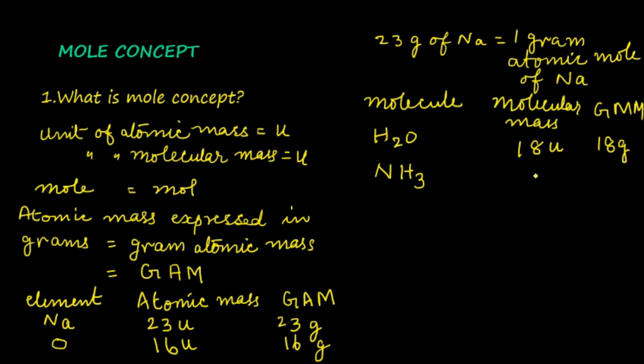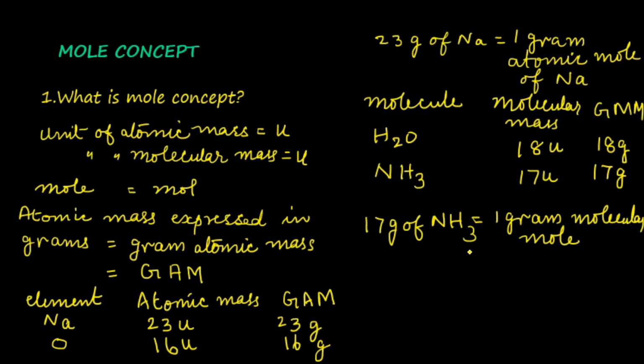Similarly, for ammonia, molecular mass is 17 U. 17 grams of ammonia is the gram molecular mass. That is equal to 1 gram molecular mole of the substance. So, for ammonia, we can write 17 grams of ammonia is equal to 1 gram molecular mole. Normally, we use the term 1 mole of the substance. Different compounds will have different molecular mass. Therefore, 1 gram molecular mole means different amounts for different substances.